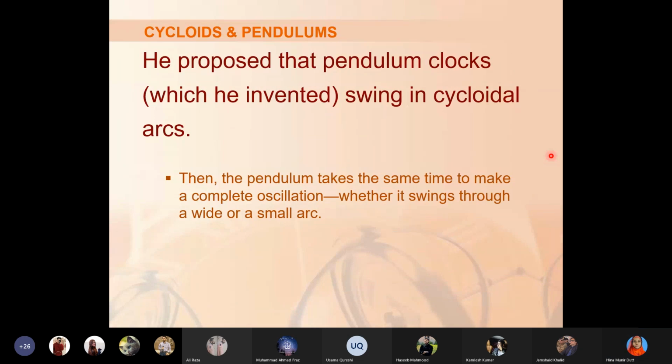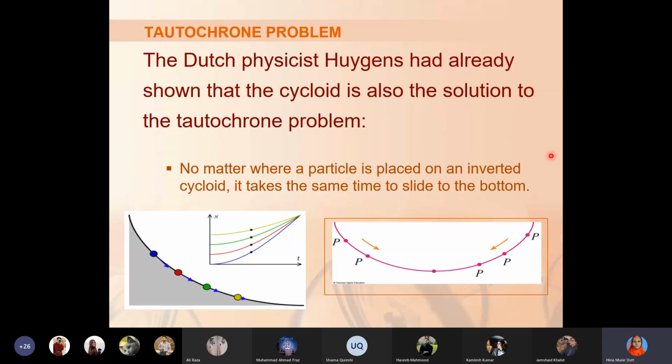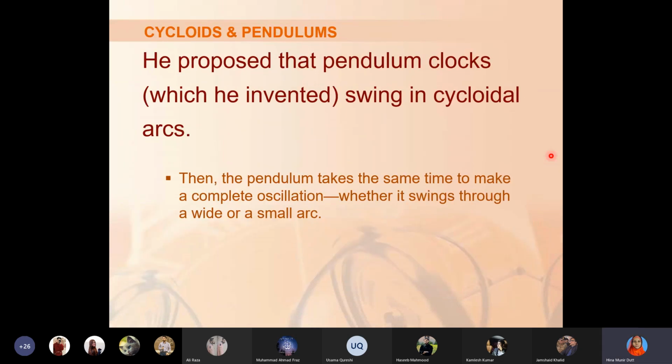Similarly, the Dutch physicist proposed that the pendulum clocks he invented swing in cycloidal arcs. That is, the pendulum takes the same time to make a complete oscillation whether it swings through a wide or small arc.